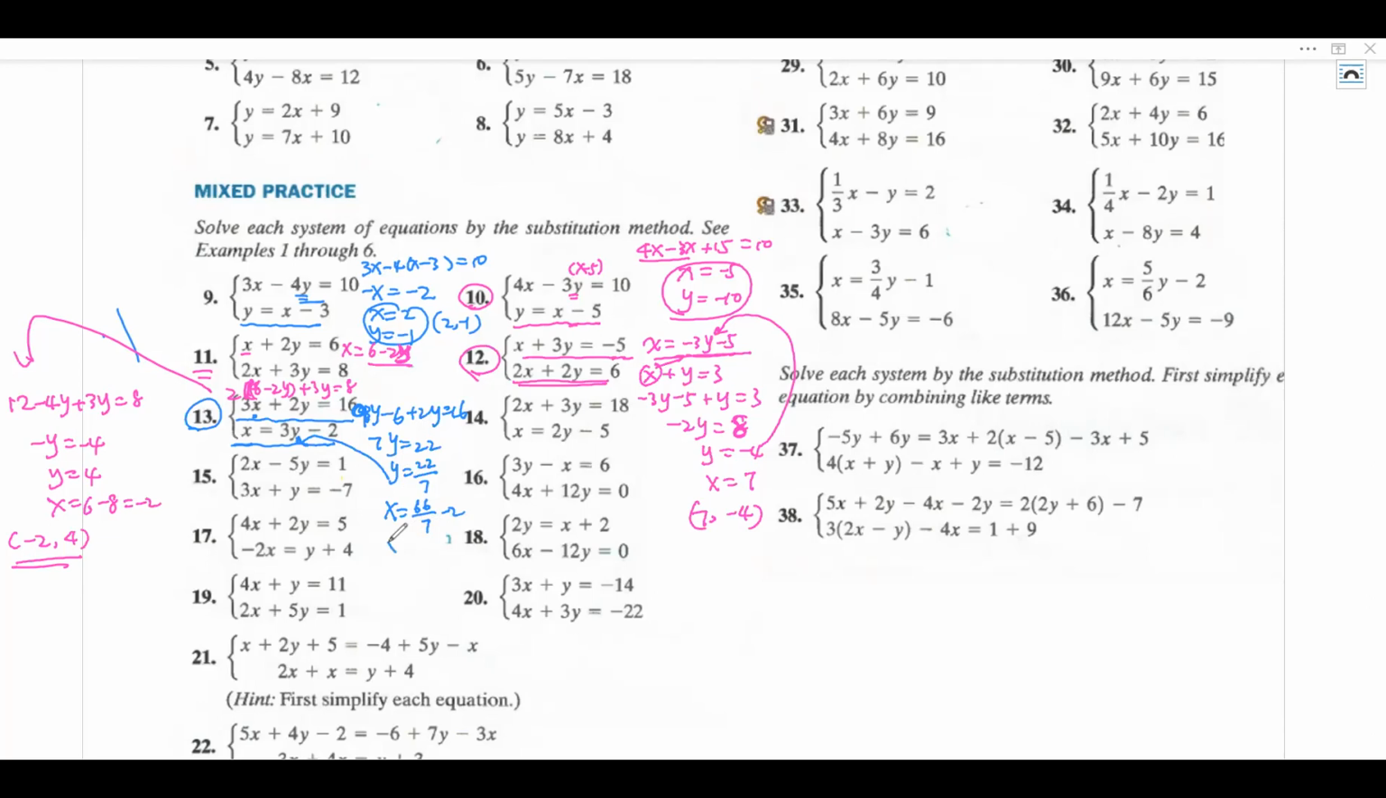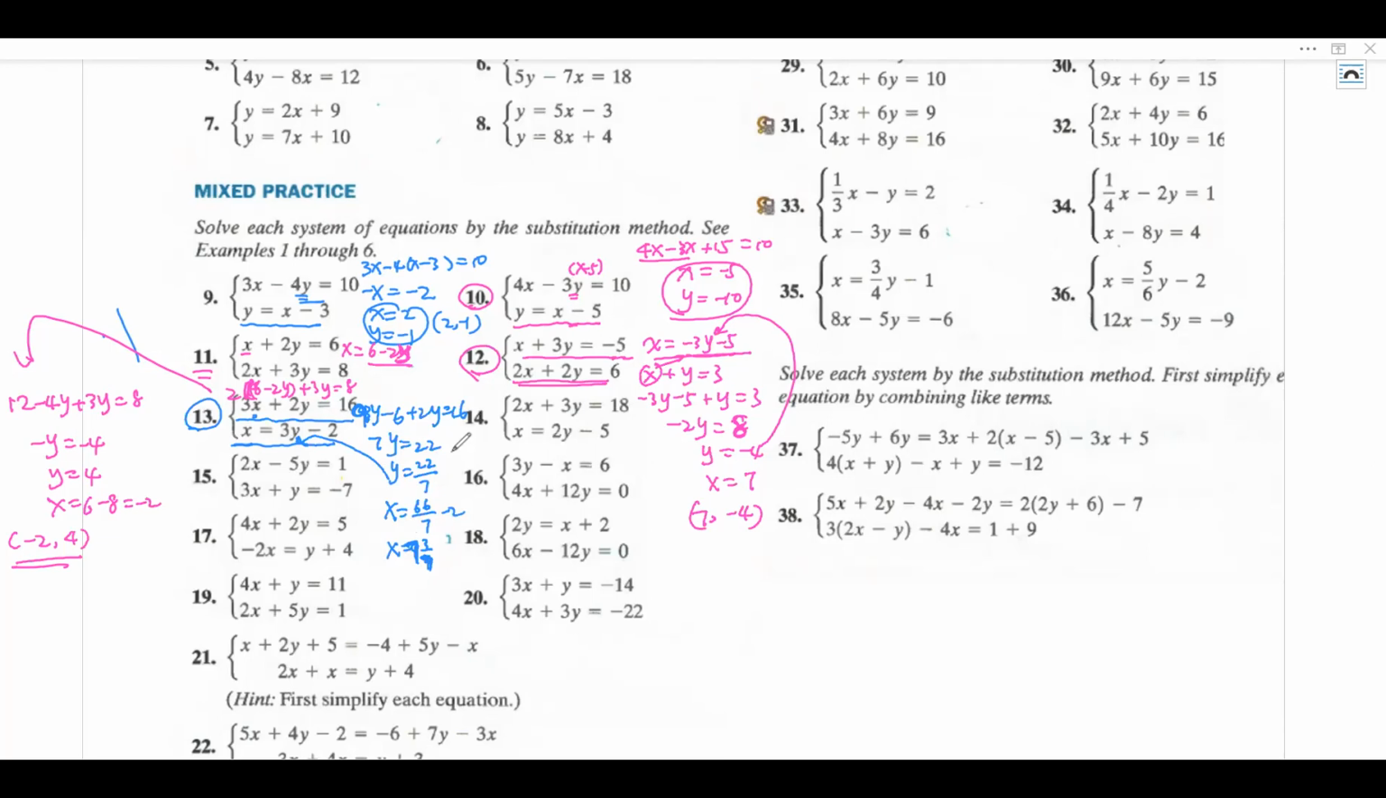All right. So here equals 66 over 7 minus 2. So actually it's 52 over 7, right? So you get the solutions, the answers. x is here, y is right here.